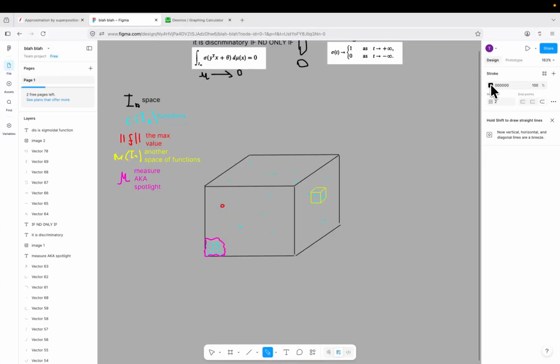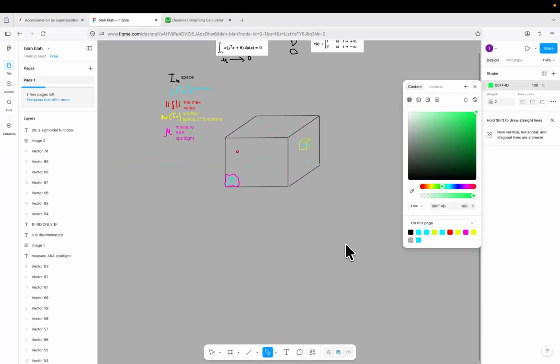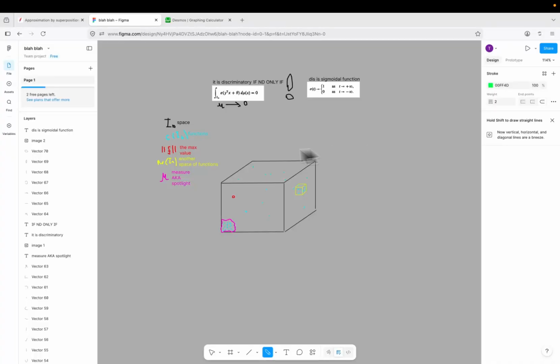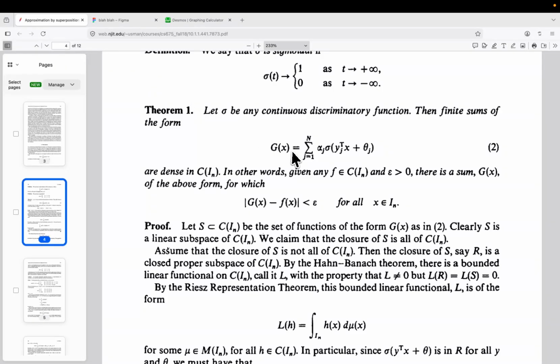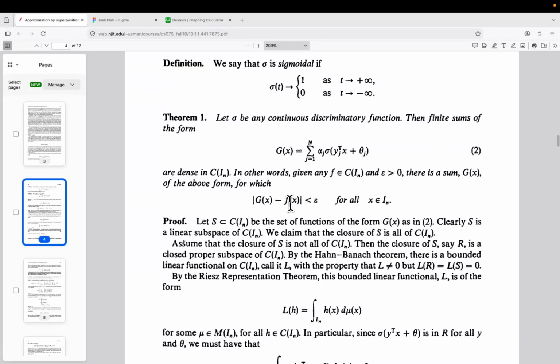So they're dense, they're everywhere. We can get as close as we want to any function, and to any space of functions also makes sense. In other words, we can make this error, I call it error because it's E, as small as we want, but it's not 0, it's more than 0.